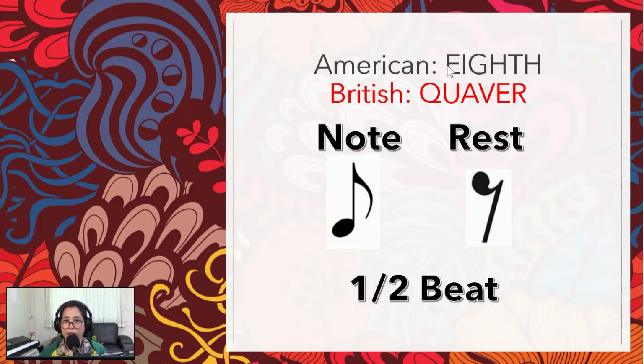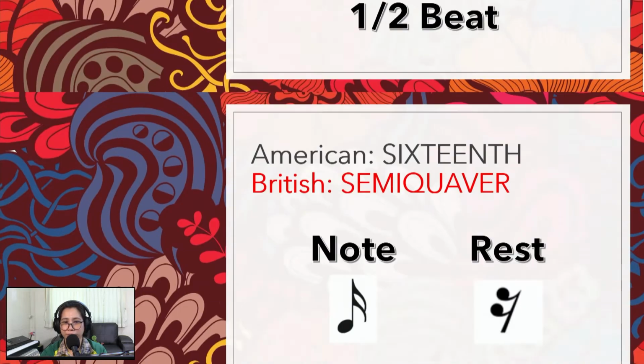We have the American name for this note. It's called eighth. Remember the spelling? E-I-G-H-T-H. Eighth. Okay? Eighth note and eighth rest. Look at it carefully. Next, they call it in British quaver. So you call it quaver note and quaver rest, which has 1/2 beat. So you play this note for half a beat. Did you get it? So moving on.